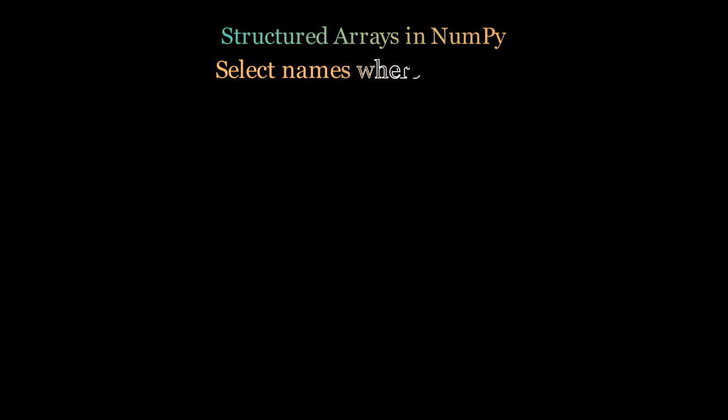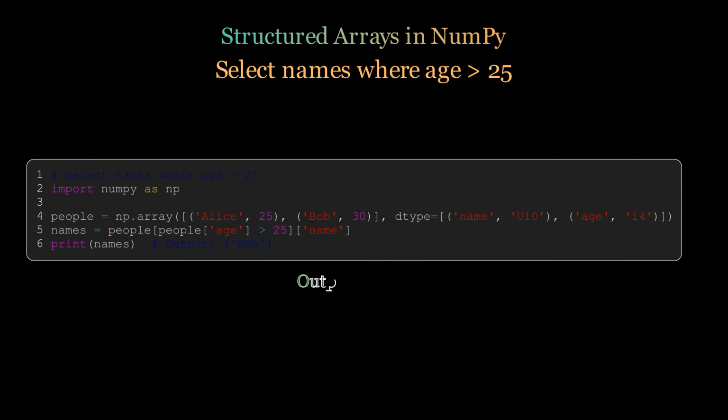We can filter structured arrays using Boolean indexing on fields. First we create a mask for ages over 25. Then apply it to select matching records. And finally access just the names field. This chained indexing is powerful for data queries.